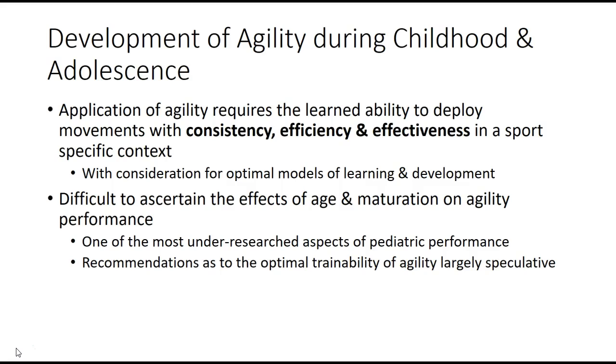To offset this limitation, it's useful to categorize agility performance through the constraints outlined in the previous picture that we just covered: task constraints, environmental constraints, as well as organismic constraints. Examining agility under those particular banners will allow research in other domains of pediatric physical development to be examined, and then we can extrapolate those results to agility performance.